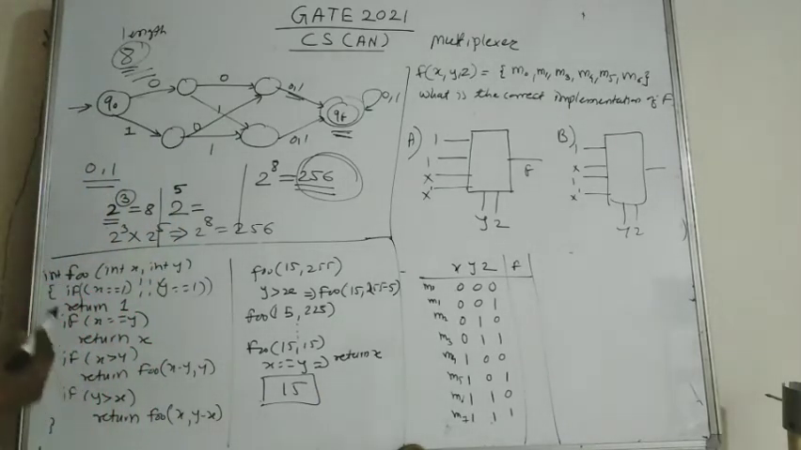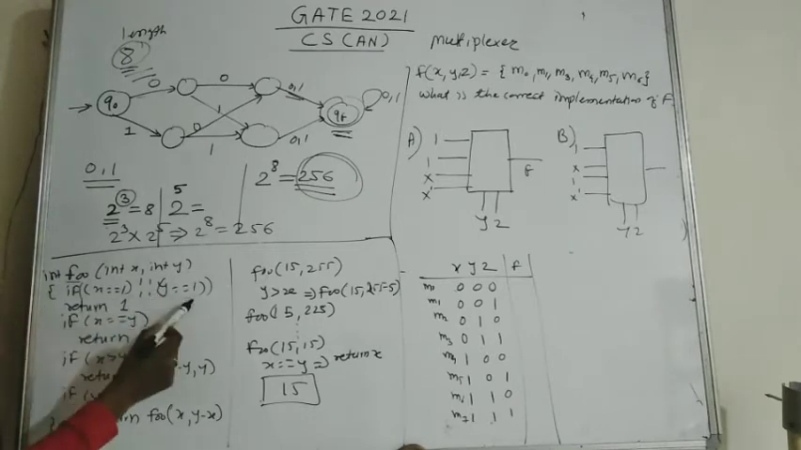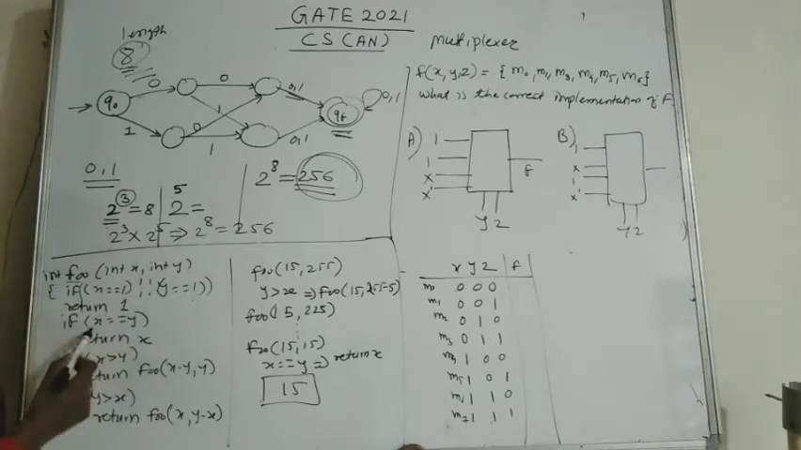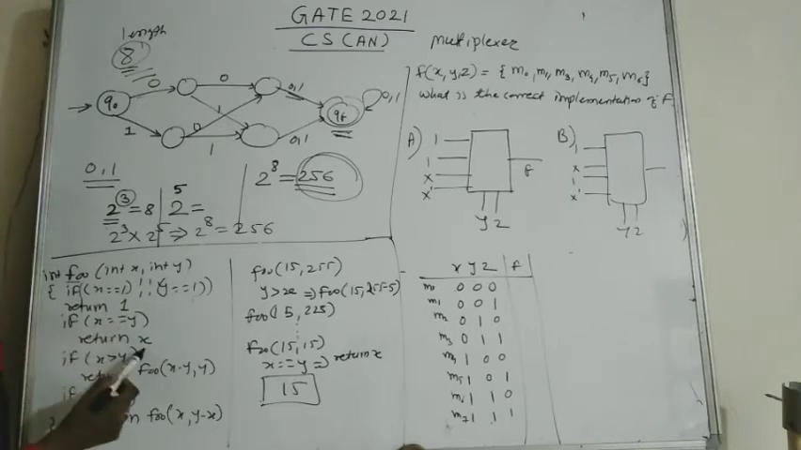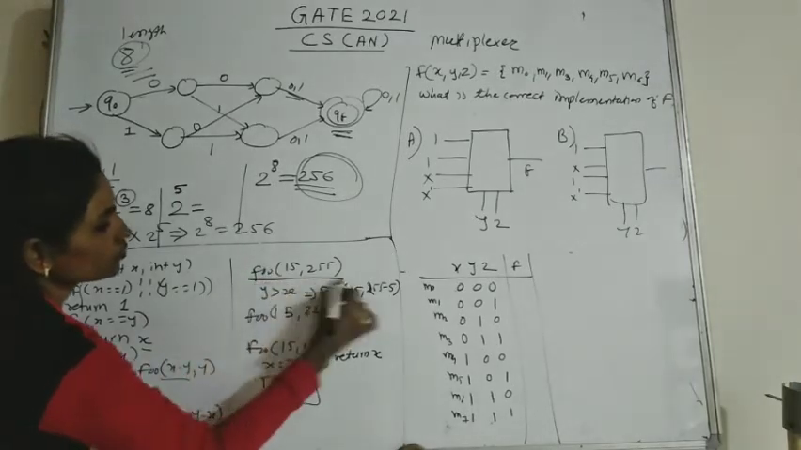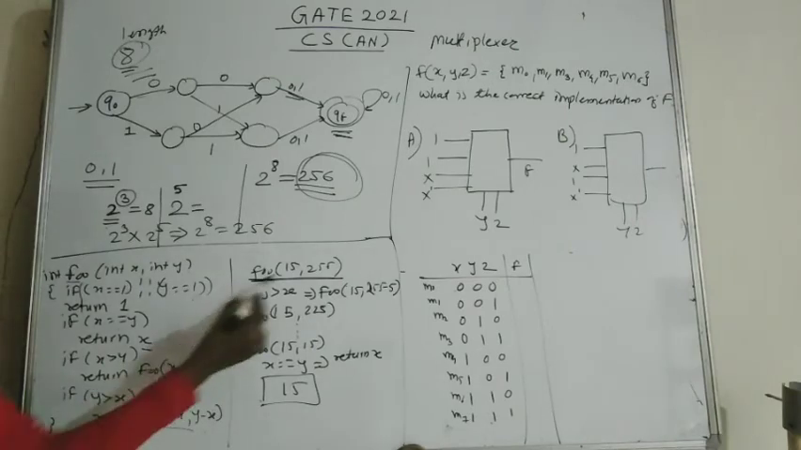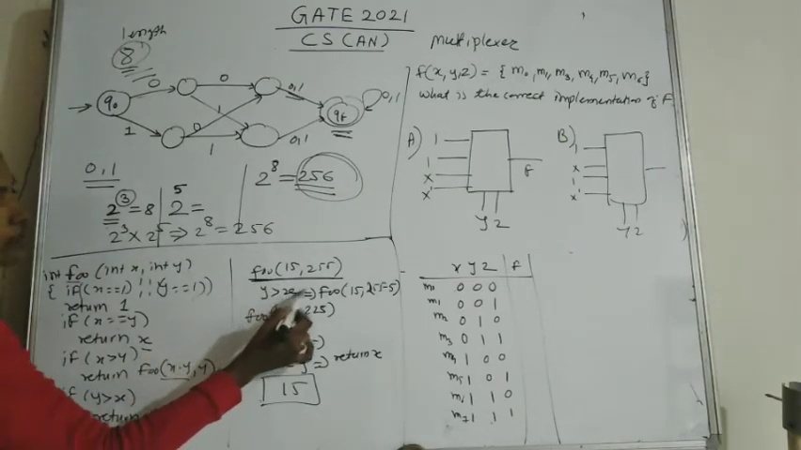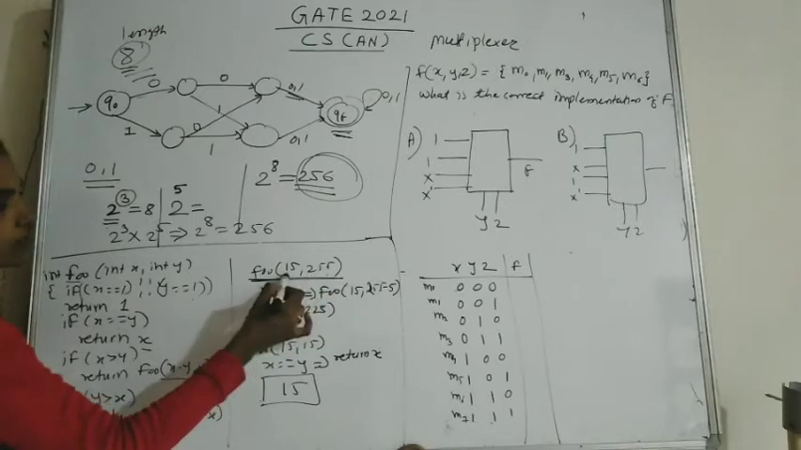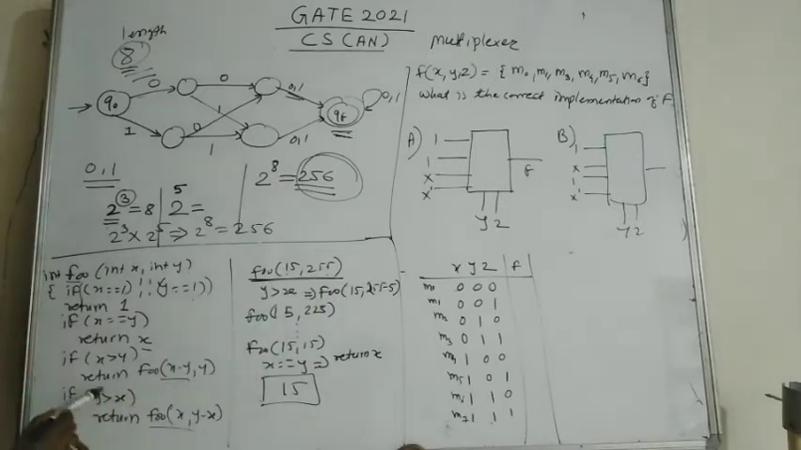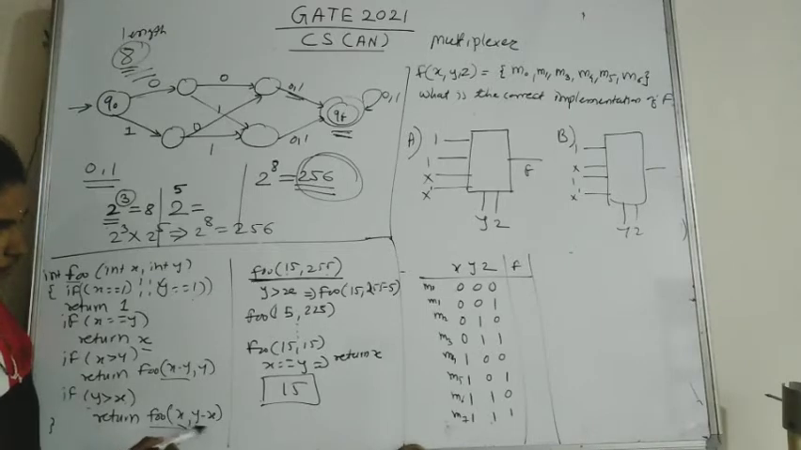Now the next question, you are given a code in foo. If x equal to y equal to 1, return 1, and if x equal to 1, it is returning x, and otherwise we are recursively calling this function. So the function we are to use the values 15 and 255. So in the initial condition y is greater than x, that is 255 is greater than 50. So when y is greater than x, we have to call foo with x and y minus x.